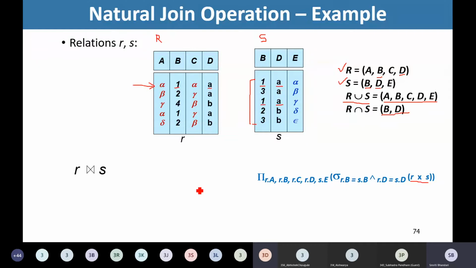Ma'am, some of us haven't understood this natural join operation. Can you explain once again from the start, please? Okay.